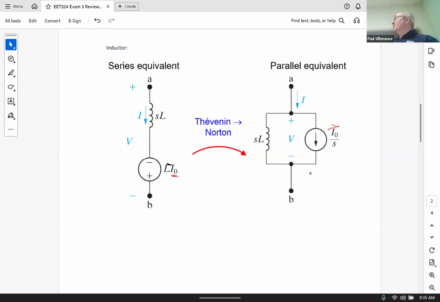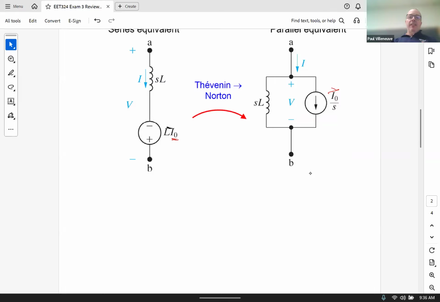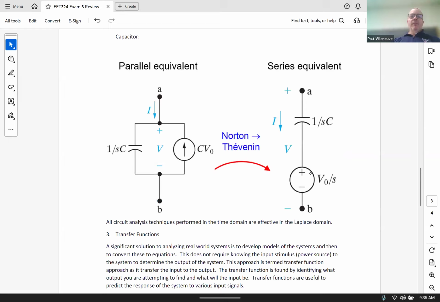If you're doing nodal analysis, it might be better to do the parallel equivalent. If you're doing mesh analysis, you might want to do the series equivalent. Again, it really just depends on whatever circuit analysis tool you want to use. Either one of them is perfectly valid. So that's our inductor. Here's our capacitor. Same thing, right? We convert our capacitor to the Laplace domain by doing 1 over SC.